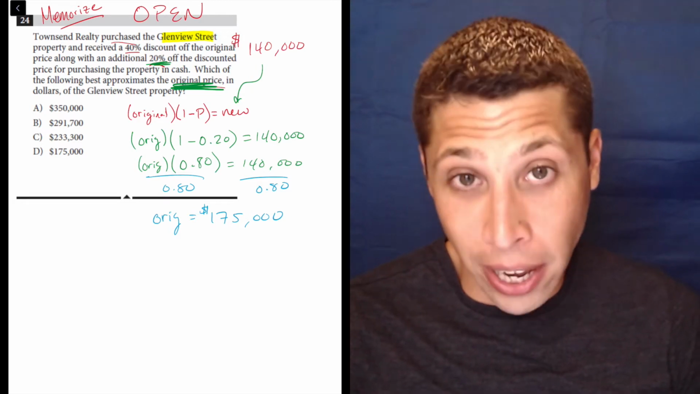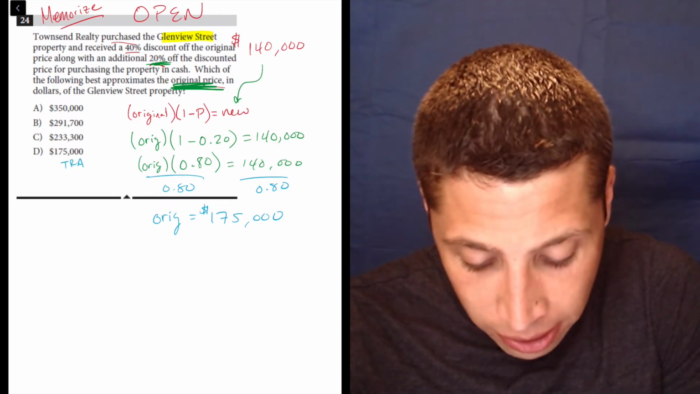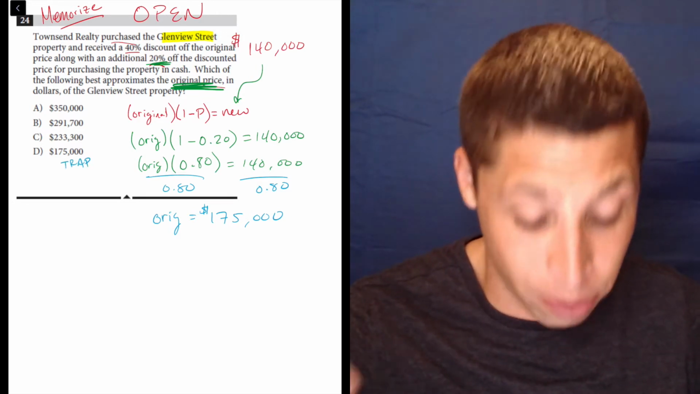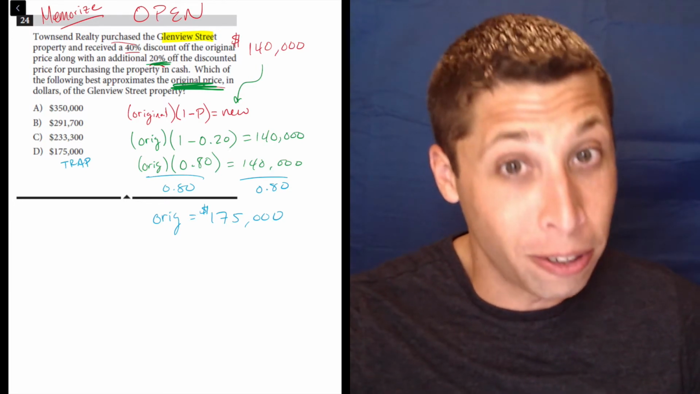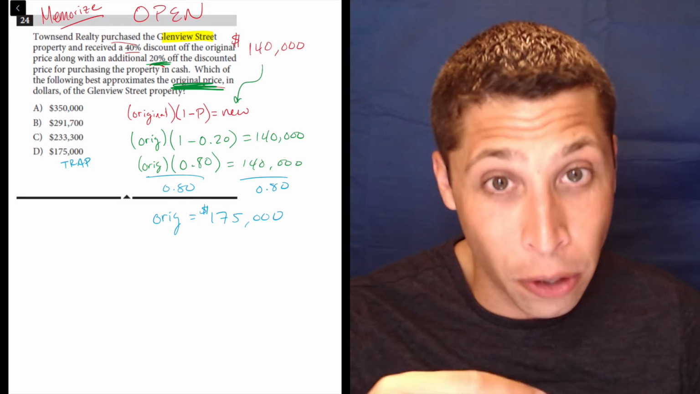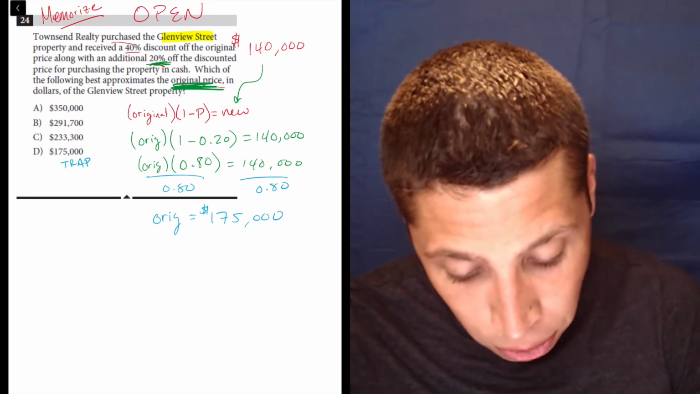But this is not the final answer, because we still have another discount we need to apply. So I called this the original for the sake of the formula. This is kind of like the middle value, right? This is just reversing one of the discounts, but we can reverse the other one the same way.